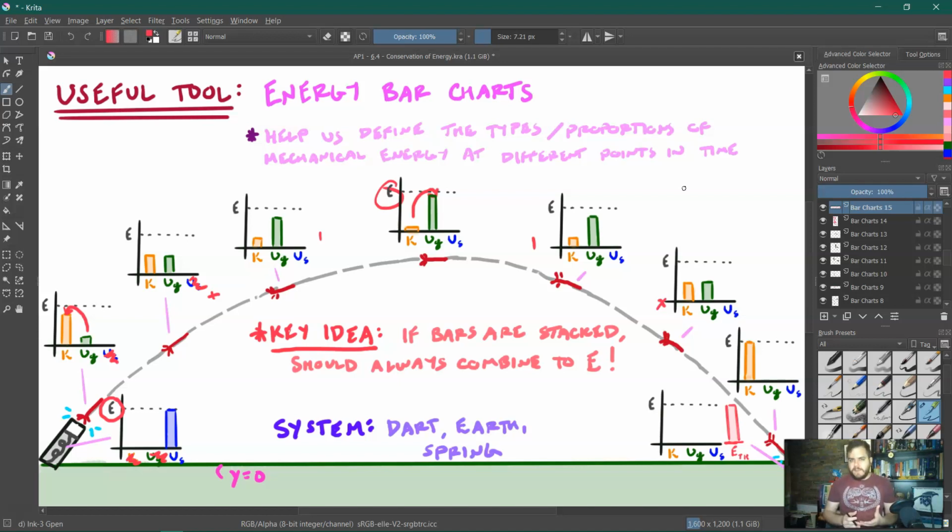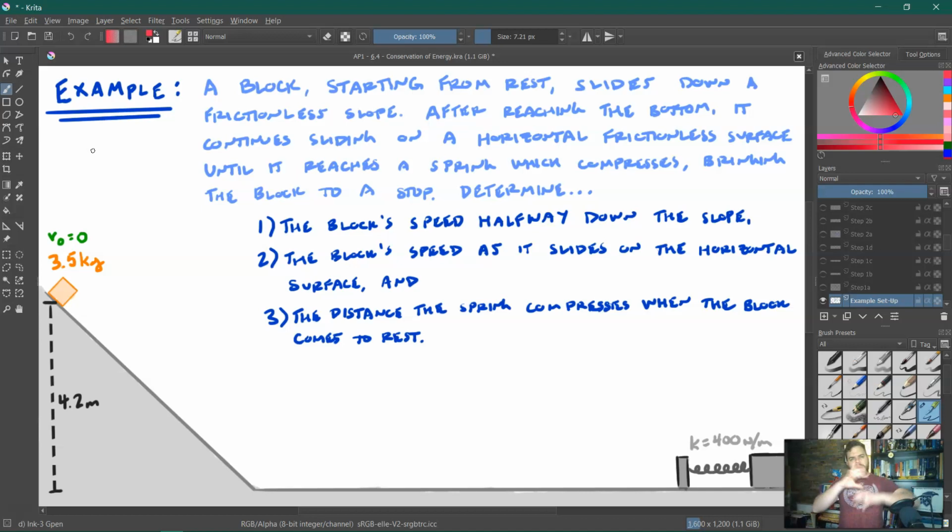Now that we've discussed how to look at these types of situations, let's start reasoning through one to see how we can apply the law of conservation of energy to a particular scenario. So let's say we've got this scenario here. You probably want to go ahead and draw this in your notes. Let's say we have a block starting from rest at the top of an incline, and it's going to slide down a frictionless slope, so we don't have to worry about friction.